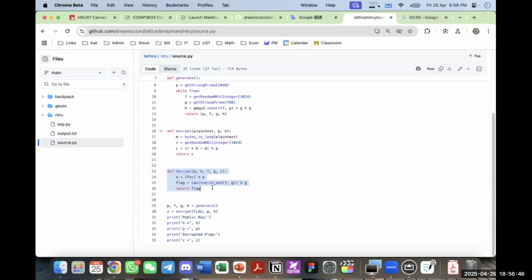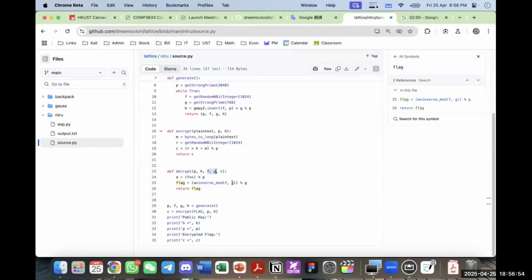So we just figure out the other two parameters, because P and H are the public key, so they're given to you. And then C is the ciphertext, an encrypted flag, so it's also given to you. So we just need to figure out what F and G are. If we have the combination of these five numbers, we can decrypt the flag. So how to find out F and G? Let's do some analysis.